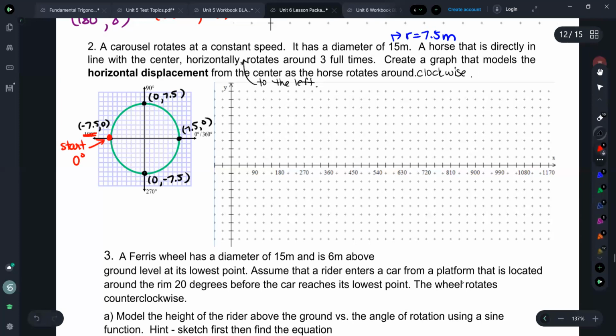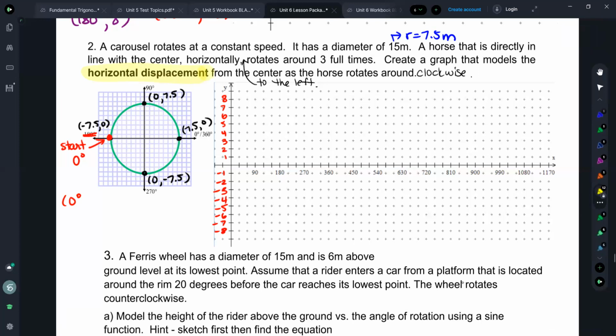So I might just go by ones on this so that we can get 7.5 graphed a little bit more accurately here. So starting location, we are graphing horizontal displacement. So am I interested in the X's as we rotate around or the Y's? Okay, so each of these ones are what we're looking at. So at 0, what is the X? What is the horizontal? -7.5. We're 7.5 units to the right or the left of the center. So -7.5.